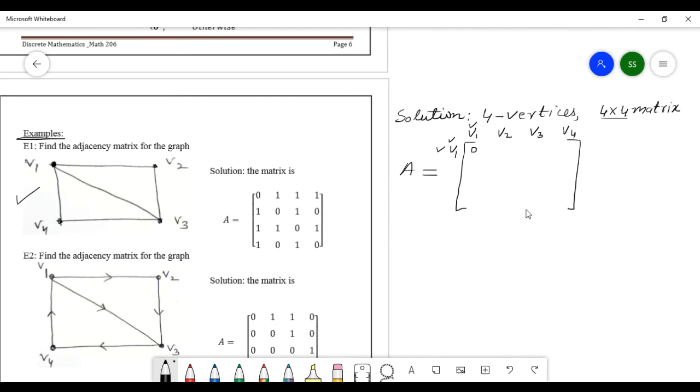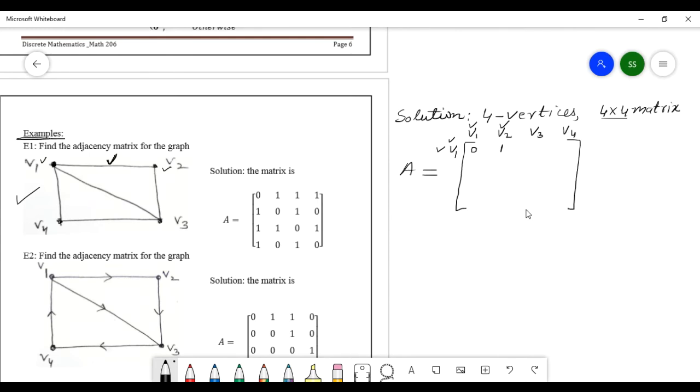Okay. After that start again from here. This V1 and this V2. V1, V2. Right? So V1 here and V2 here. Does an edge exist? See this. This is the edge here. So does the edge exist here or not? This edge exists. So write 1 here.